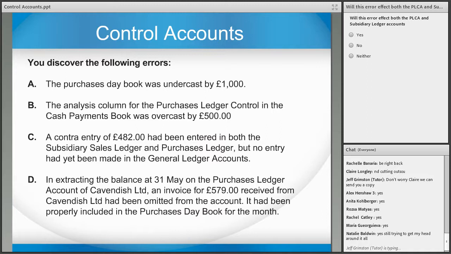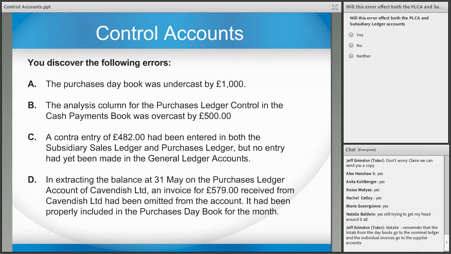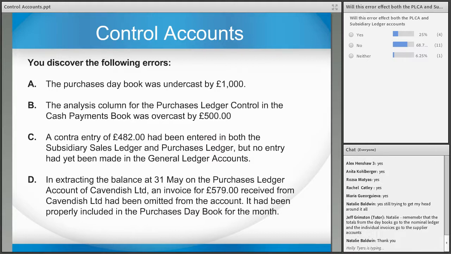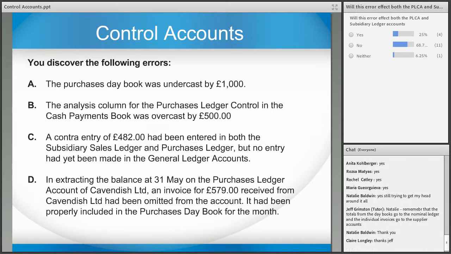Six, ten, a few more to go. Got the wording wrong. Okay, right. Who thinks it's going to affect just the purchase ledger control account? It's not a poll, no. Just type your answers quickly. No. Right, let's talk our way through this one.